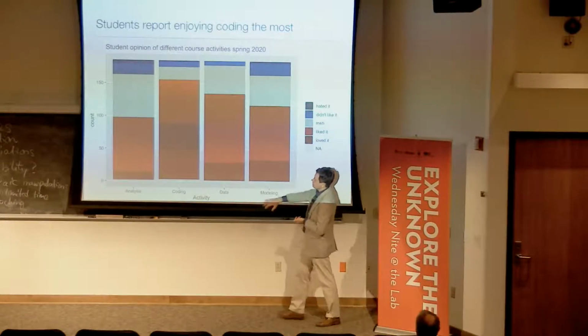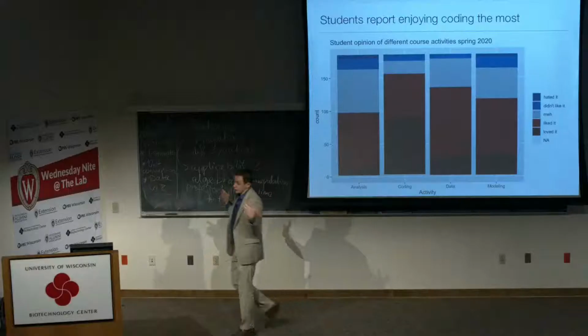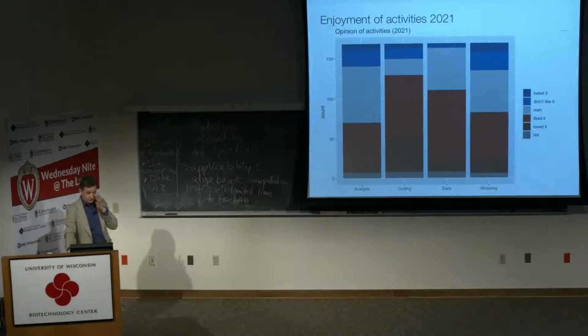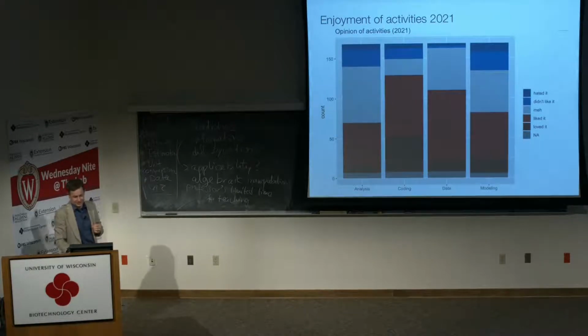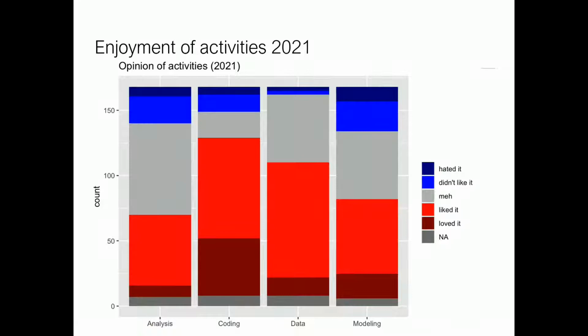And so you see, once again, interestingly, the coding part was the one that they reported enjoying the most, again, subjectively, in spring 2020, and here the similar result from spring 2021. Again, seems like the coding was the one they enjoyed the most. Although actually, now I look at it, it looks like the data analysis they hated the least, if you look at the blue, right? So maybe there's something to that too. But they're pretty positive overall, so that's good.